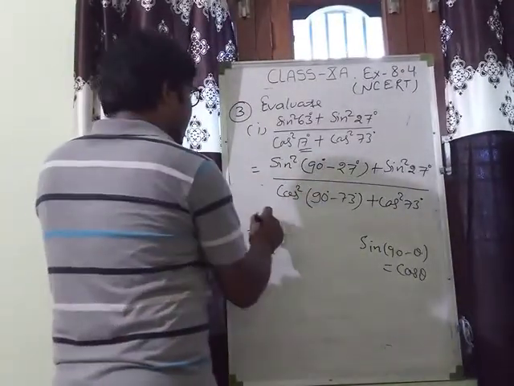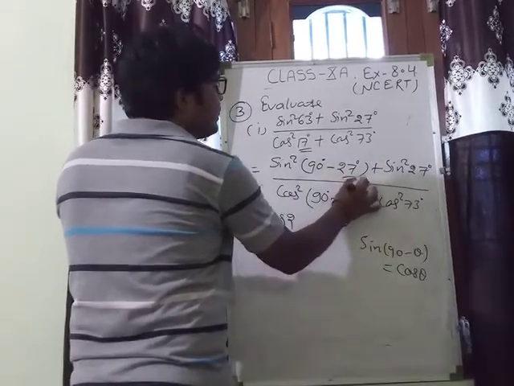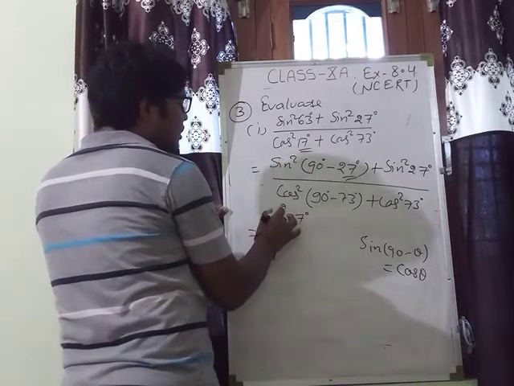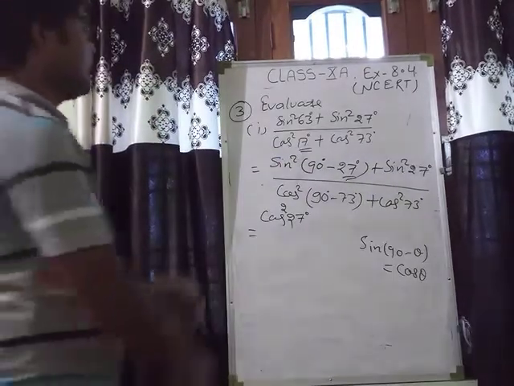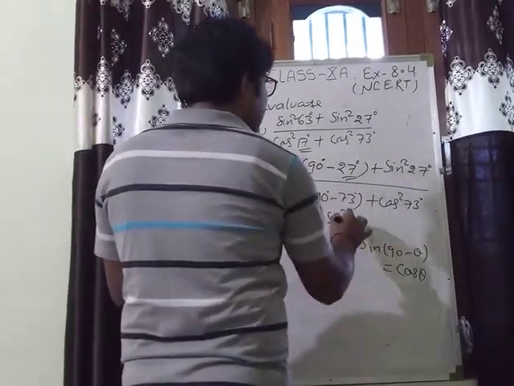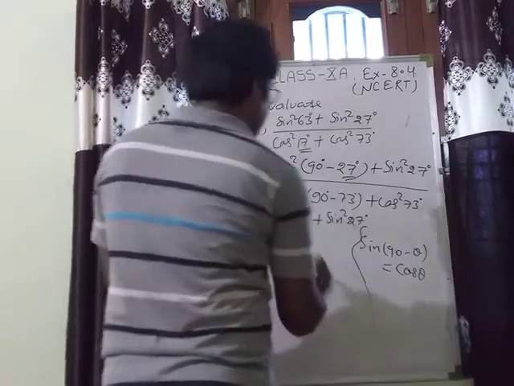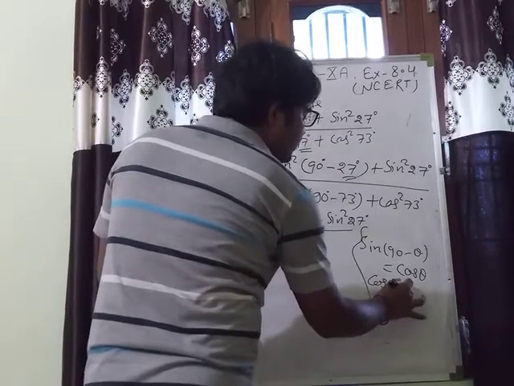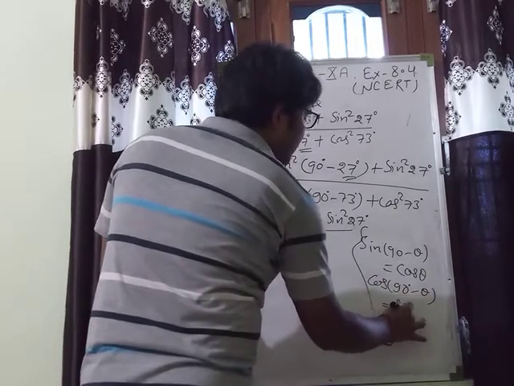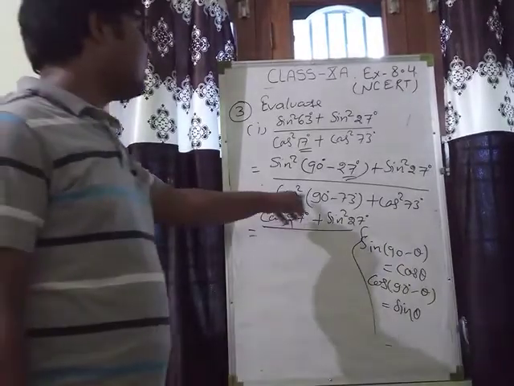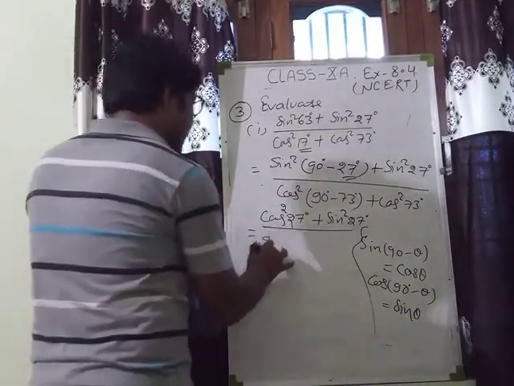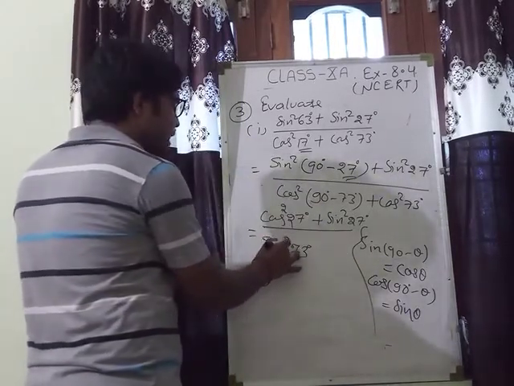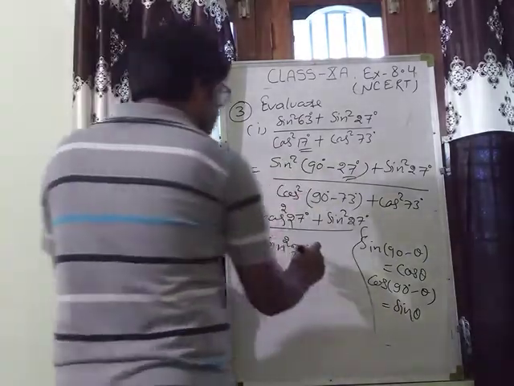Clearly, it will be cos theta के प्लेस पे यहाँ क्या है 27, cos 27 degree, and because here square is present, so it will be cos square 27, and plus this one sin square 27 degree. Okay, upon this is cos square 90 minus theta. We know that cos 90 minus theta is equal to what? That is sin theta. Cos 90 minus theta is sin theta. So cos 90 minus 73 will be sin 73 degree. Okay, and because here cos square, it will be sin square 73, and plus this is cos square 73.